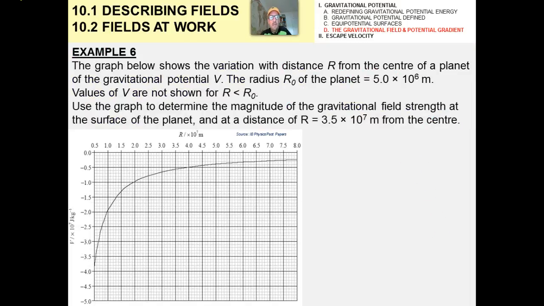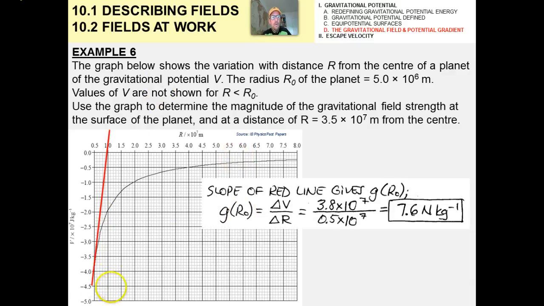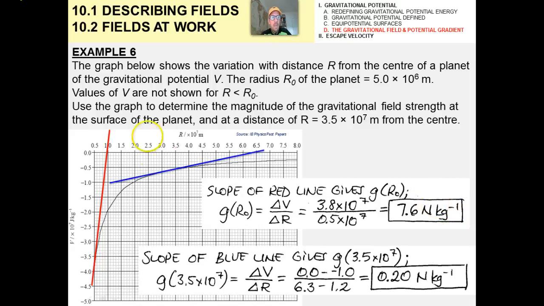Okay, so this graph shows the variation of gravitational potential with distance r from the center of a planet. Okay, use the graph to determine the magnitude of the gravitational field strength at the surface of the planet and at a distance of 3 times 10 to the 7 meters from the center. Okay, well, this is easy. For the first one, you need to figure out the slope of the tangent line at the surface of the planet, which I got to be what? About negative 3.8, 3.9, something like that, okay? And remember, I can get rid of that negative because this is delta V over delta r, which is really the gradient. It's the rise over the run, and I get 7.6 meters per second squared, or 7.6 newtons per kilogram. Up here, the slope is less. I got 0.2 newtons per kilogram.